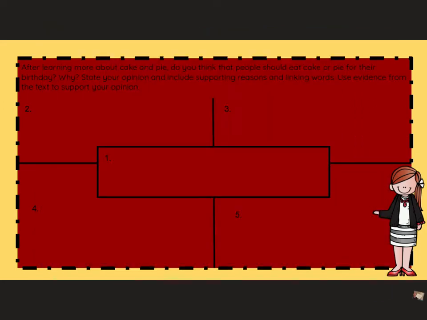So on my foursquare, I'm going to put a word in each of the boxes to let me know what I'm doing. So my opinion is that cake is going to be the better option, because I had more reasons for that.